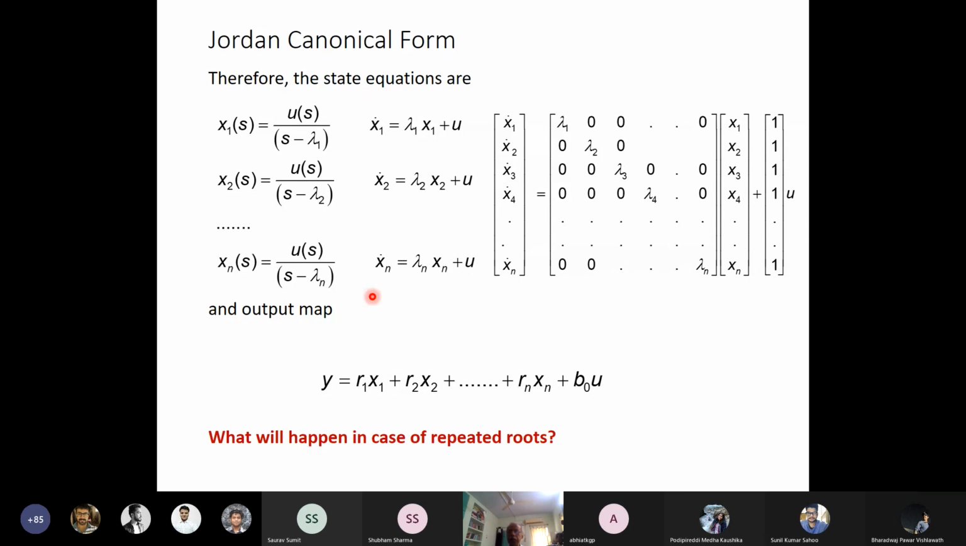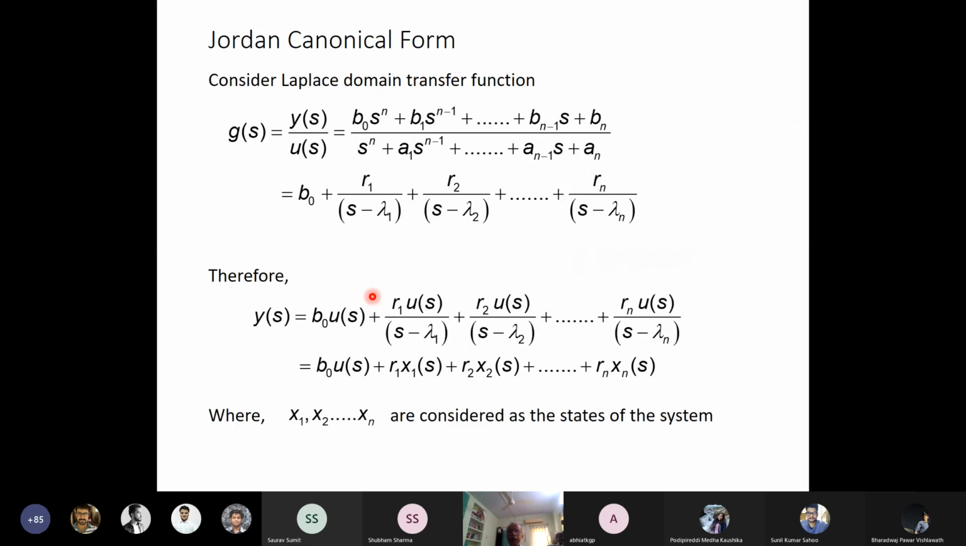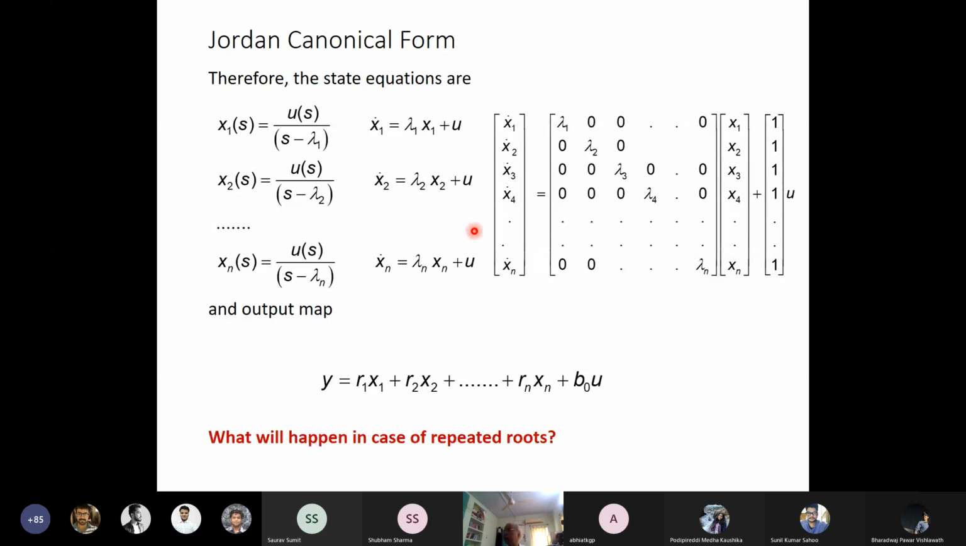What will happen in the case of repeated roots? If in the transfer function I have s minus lambda 1 to the power q, s minus lambda 1 to the power m, and then s minus lambda 2 and s minus lambda n minus m, and so on, then what will happen? Okay, so I think it's already nearly 11 o'clock. So this part I'll discuss in the next class.